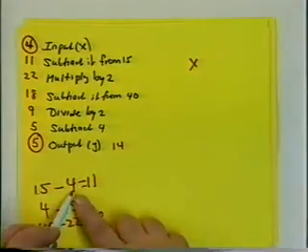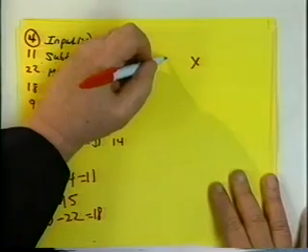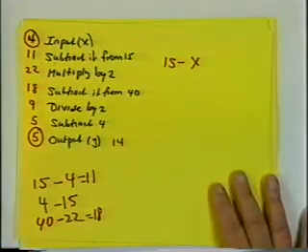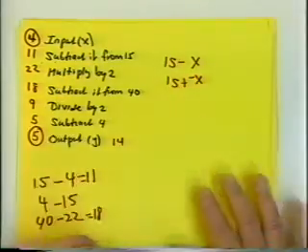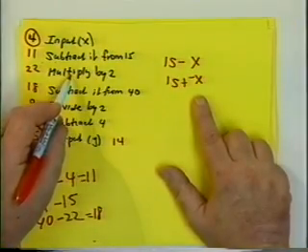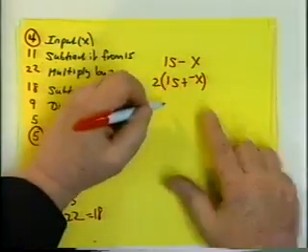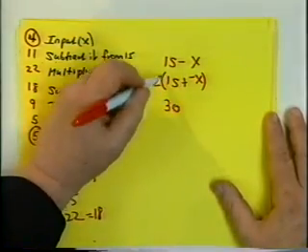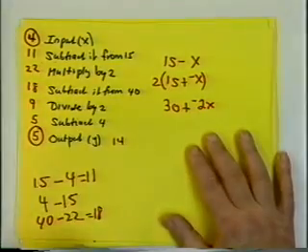See, just like when I started with 4, I subtracted that from 15. Now I'm going to subtract the x from the 15. That's 15 minus x. But remember, subtracting is adding the opposite. Okay, so that's 15 plus the opposite of x. Now I'm going to multiply by 2. The 2 times the 15 gives me 30. The 2 times the negative x gives me negative 2x.